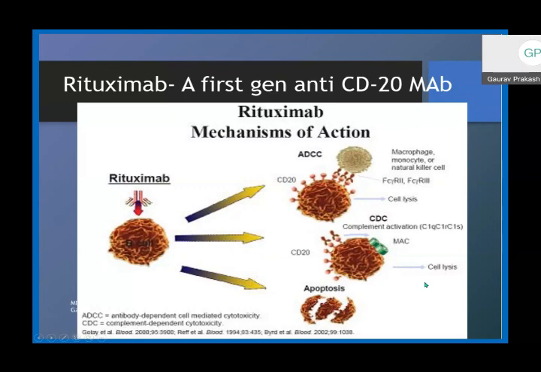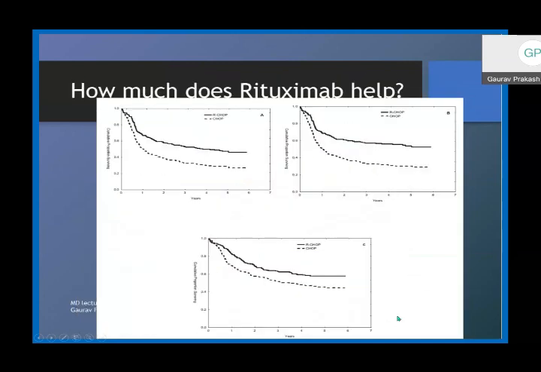So therefore, it is such a beauty because it has three different mechanisms of action. So if a tumor cell develops some resistance against, say, one action, there are always other actions to kill a tumor cell. So therefore, it was a very, very nice value addition to the armamentarium of lymphoma doctors to kill this malignancy. You can see the impact of rituximab.